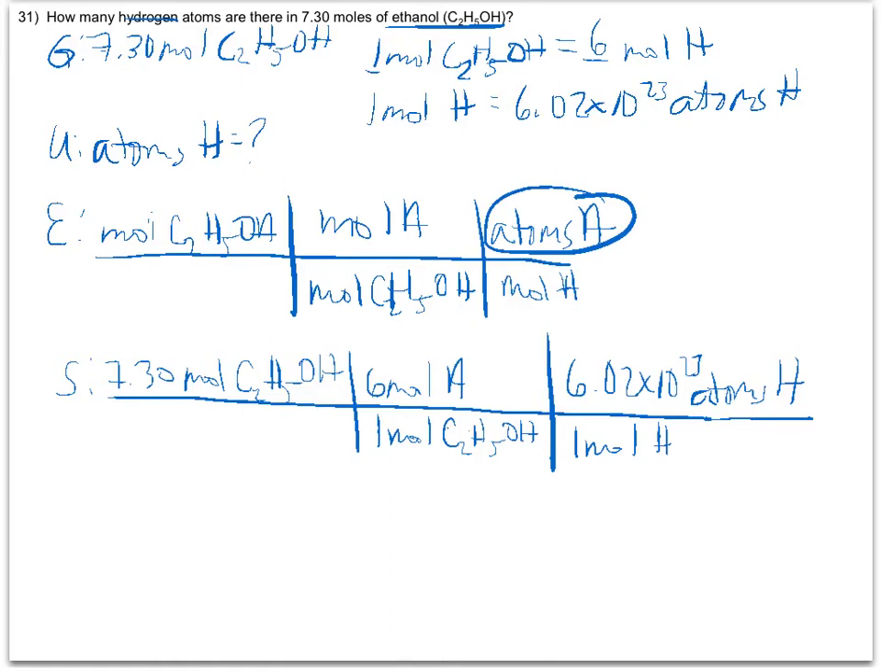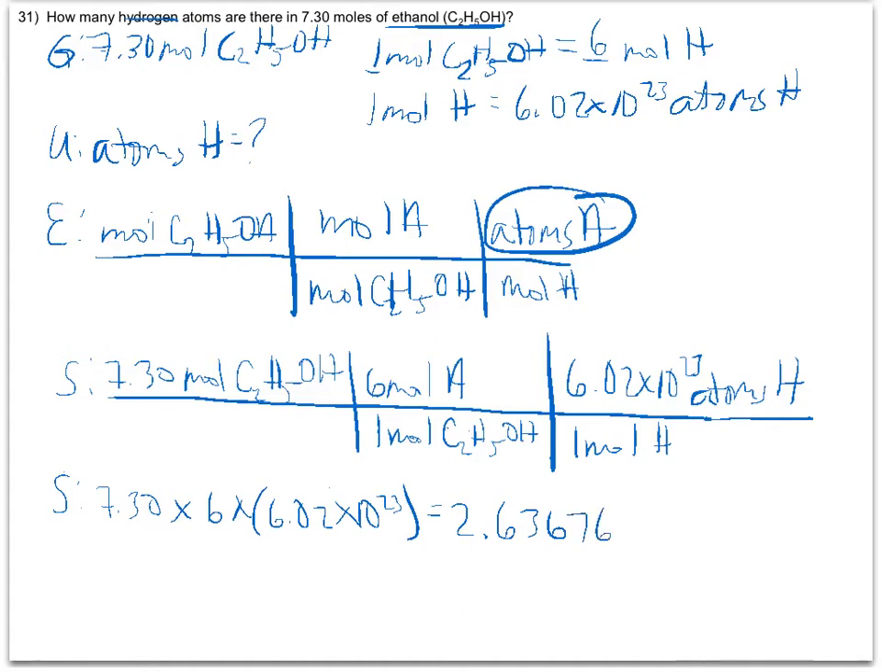Okay, so what are we doing with our numbers here? We got 7.30 times 6 on top times 6.02. So all of our numbers on top we can just multiply straight across. 7.30 times 6 times, remember to use parentheses, 6.02 times 10 to the 23. And you get 2.636 times 10 to the 25th.